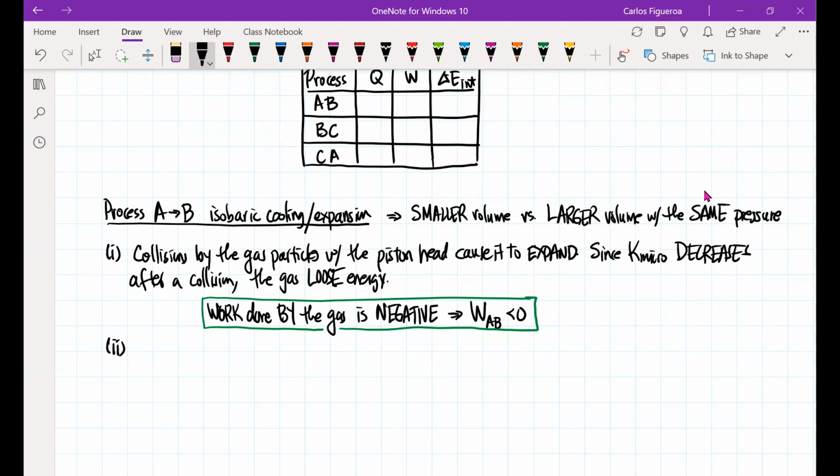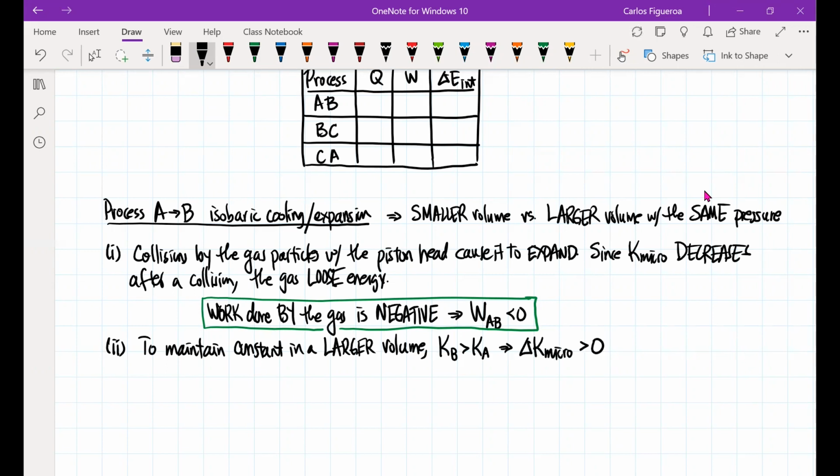The second piece here is that to maintain constant pressure in a larger volume, the microkinetic energy at B has to be greater than the microkinetic energy at A, which then says that the change in microkinetic energy is positive.